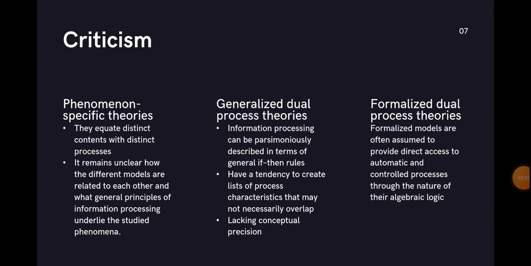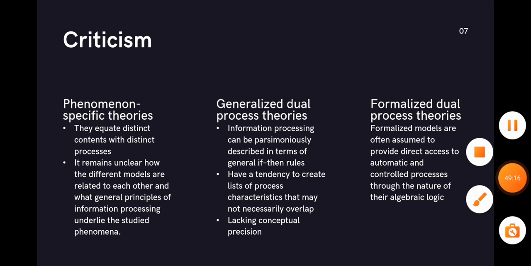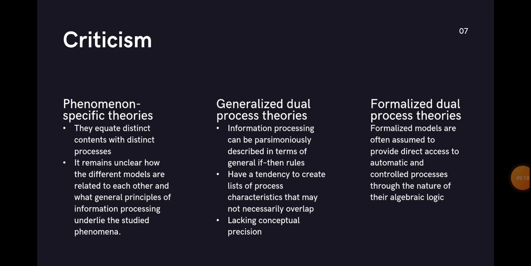And then a criticism for the generalized dual process theories is, first, that information processing can be parsimoniously described in terms of general if-then rules. The second is that they have a tendency to create lists of process characteristics that may not necessarily overlap. And the last one is that it is lacking conceptual precision.